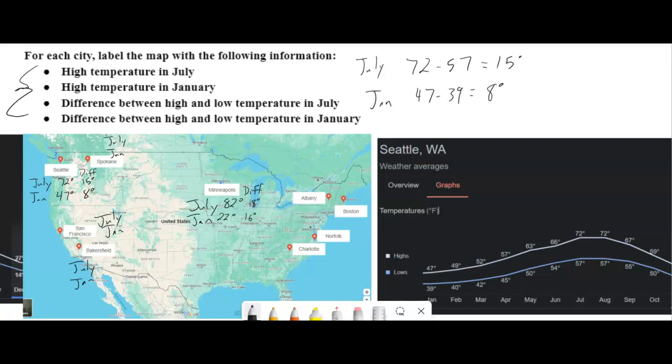And then when you're looking at cities, the ones I'm circling are all on the ocean, and the ones that I didn't circle are away from the ocean. And so when you're looking at those, that's really where you want to bring in those differences between the highs and lows. Okay.